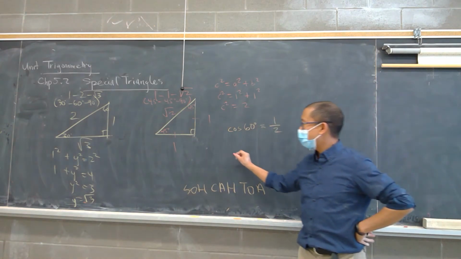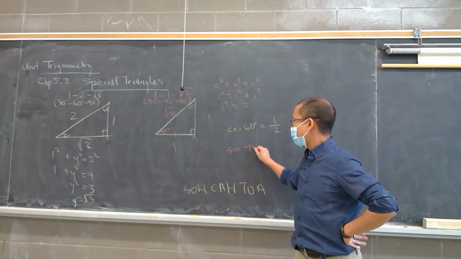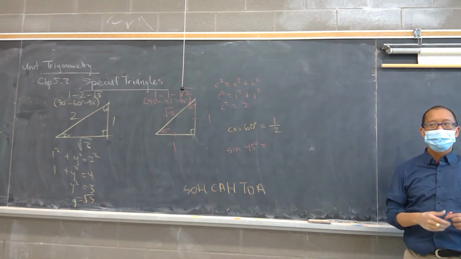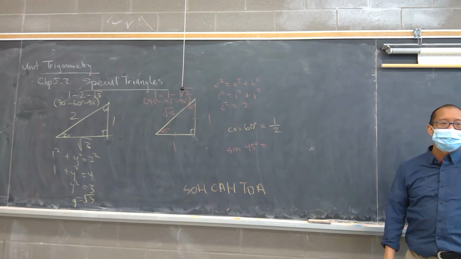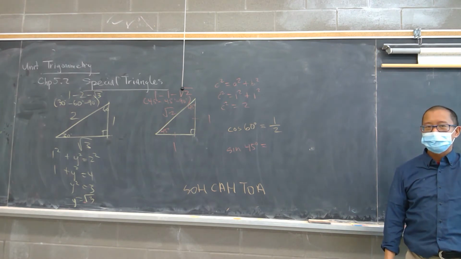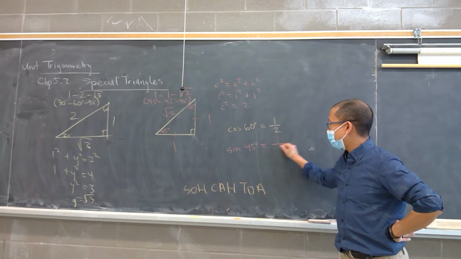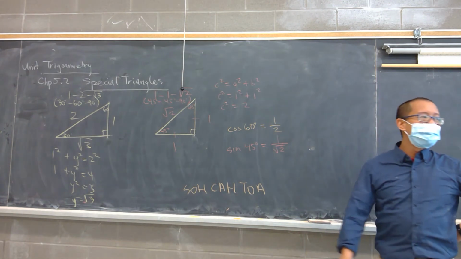Let's see if someone can help us out still. Can I get a volunteer to give us the sine of 45 degrees? If you need some help, which triangle do you think we should use, the first one or the second one? Claire? 1 over root 2 is a great answer.